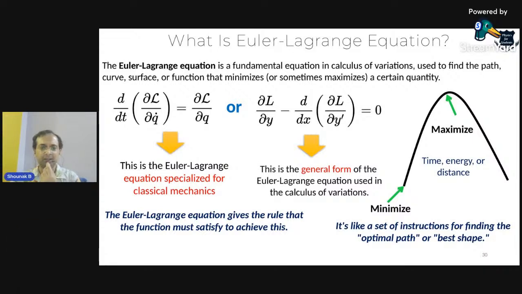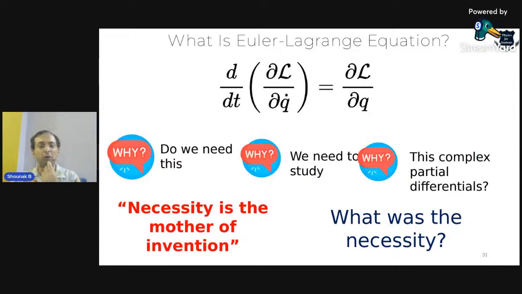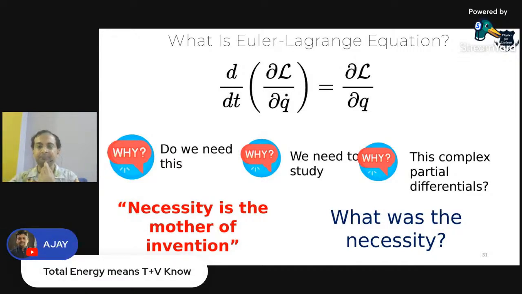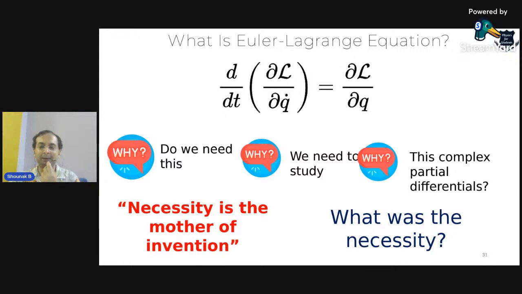That is the Lagrangian. So the Euler Lagrange equation gives us a rule that the function must satisfy, and it will tell you in which shape this curve will go, or what is the optimal path, where this optimal path actually leads to. Now, I often see when I teach students, they really don't know what this is. I mean to say, why this d by dt? Why do we need this? Why do we need to study it? And why are those complex differential equations? And we say that necessity is the mother of invention. Yeah, total energy means T plus V. Yeah.